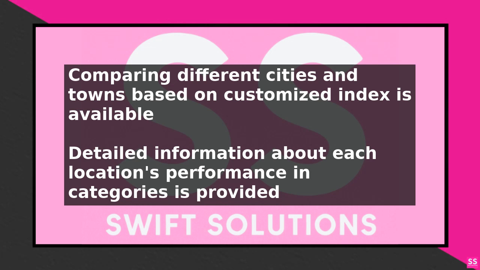Overall, customizing BestPlaces' quality of life is a straightforward process that involves assigning weights to different categories, selecting specific factors, and comparing different locations. By following these steps, you can get a more accurate picture of the quality of life in different locations and make a more informed decision about where to live.